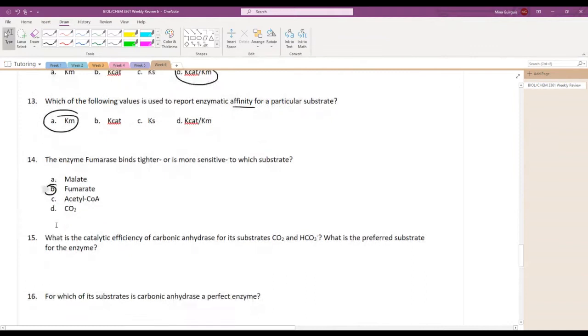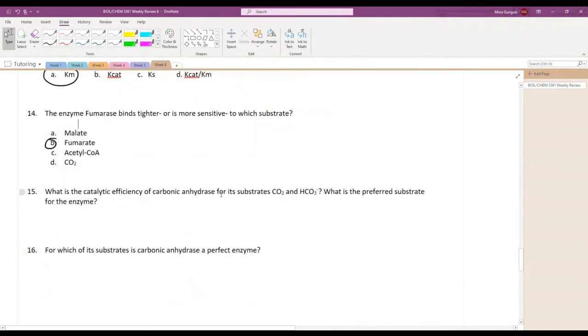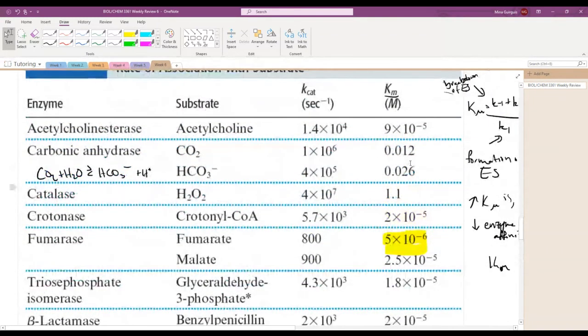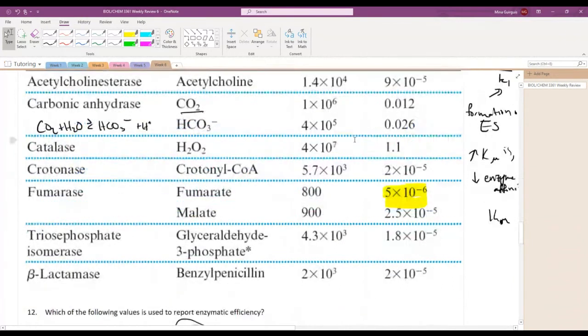Okay, what is the catalytic efficiency of carbonic anhydrase for both of its substrates, and what is the preferred substrate for the enzyme? Okay, so the preferred substrate, like we talked about earlier, is going to be the one with the lower Km. So it's going to be CO2. Okay, all right. The catalytic efficiency can be different though. Okay, catalytic efficiency is kcat over Km, so let's go ahead and do that.